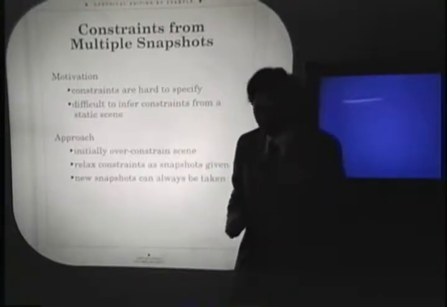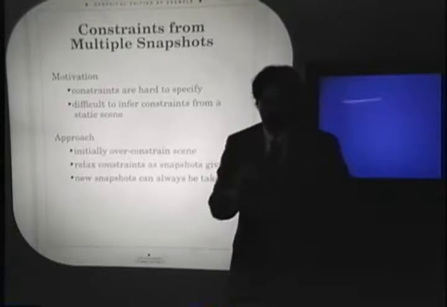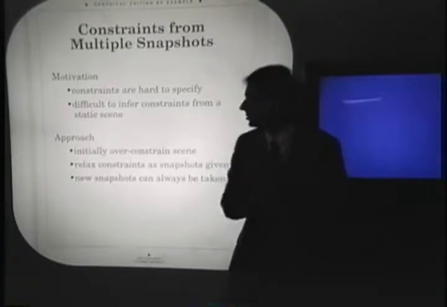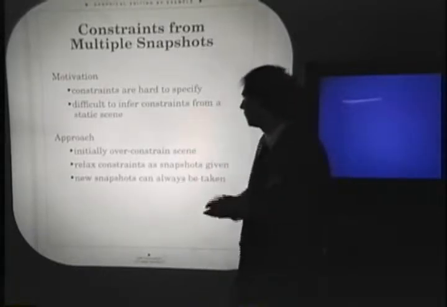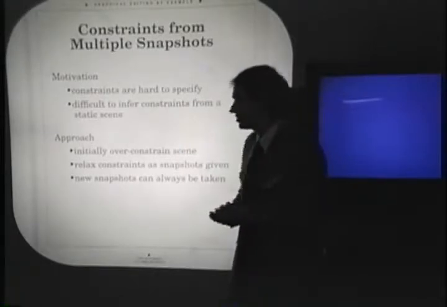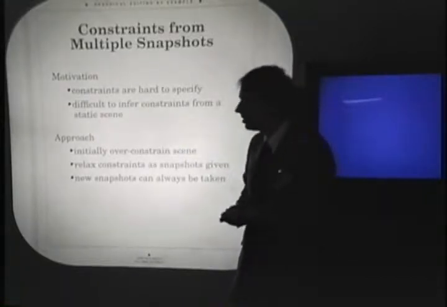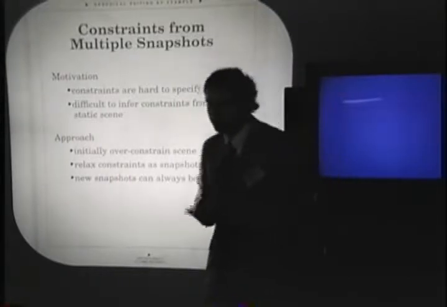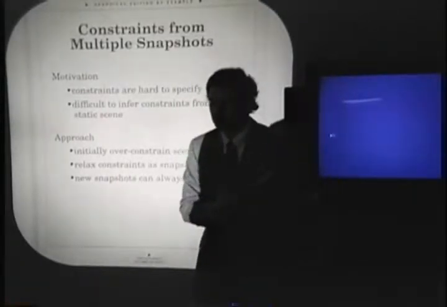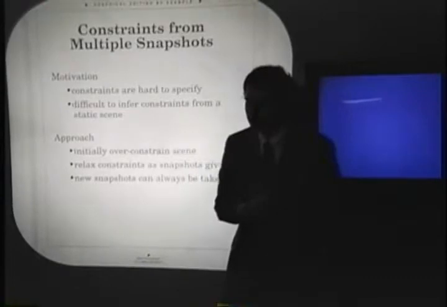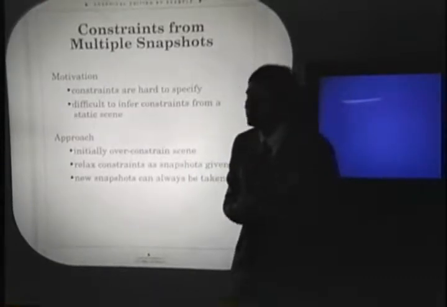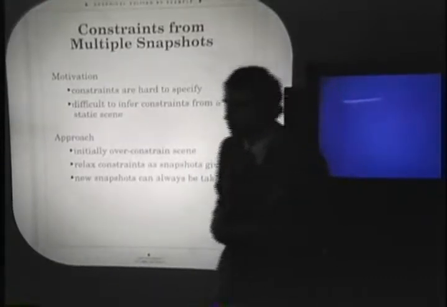When the user turns constraints on, they can manipulate the objects, and they'll be constrained according to the constraints that were inferred by the system over the set of snapshots. At any point in time, the user can turn off constraints and specify another snapshot if they desire. I'm going to show you a videotape of constraints from multiple snapshots that might give you a better idea as to how this technique works. And then I'll provide you with a few additional examples and then explain the algorithm.